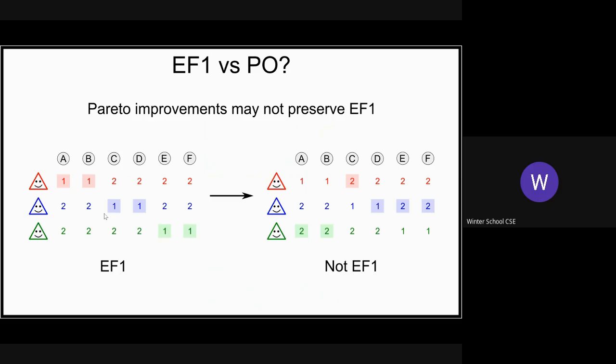So Pareto improvements may not preserve EF1 in general. This is not a proof, but it's just trying to say that they're not the best of friends. You can't preserve EF1 by making Pareto improvements.